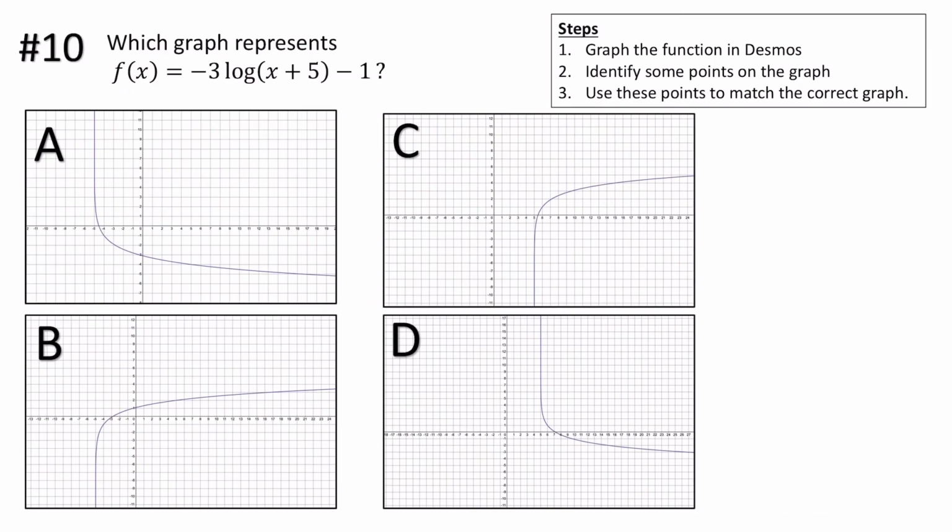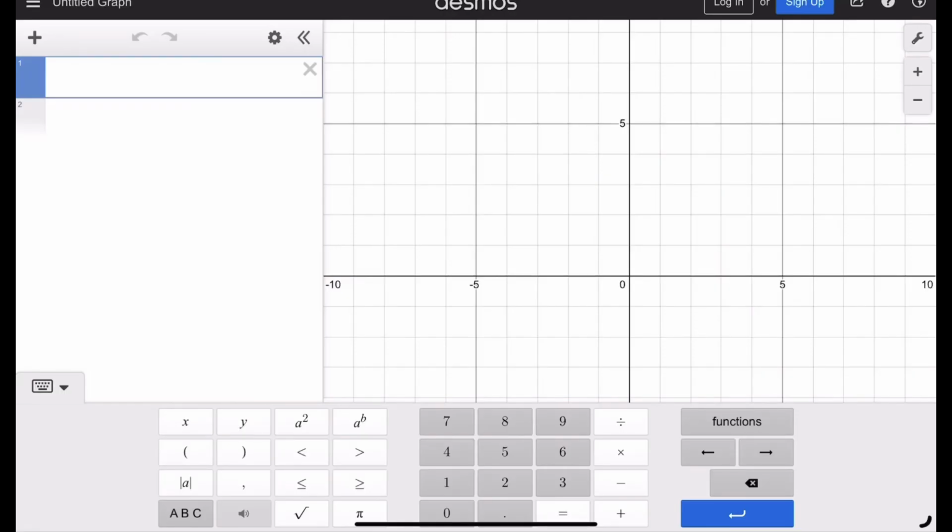So in this problem, it says, which graph represents f of x equals -3 log of x plus 5 minus 1? So the best way to do this problem, I think, is to just go ahead and graph this in Desmos and then look for some points on the graph. So those points will give you an idea of what to look for when you're looking at these multiple choice answers.